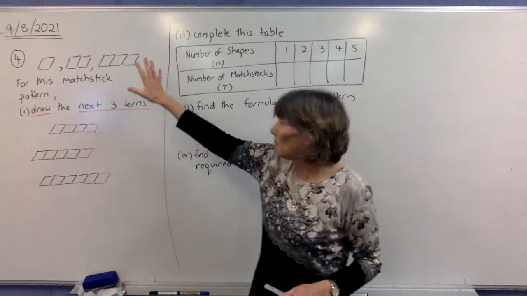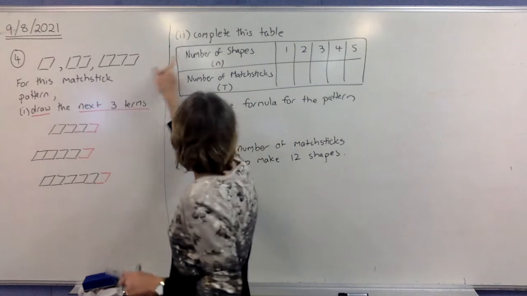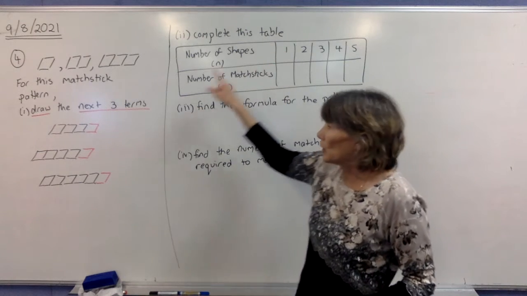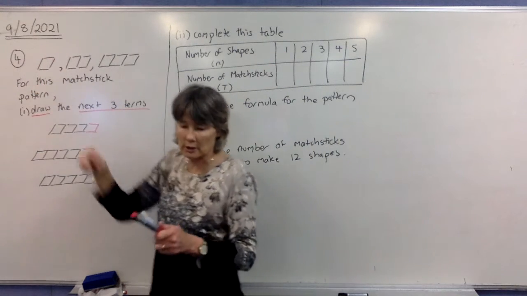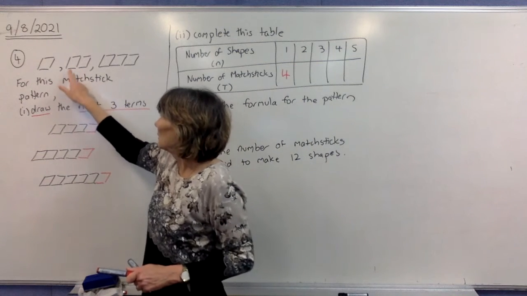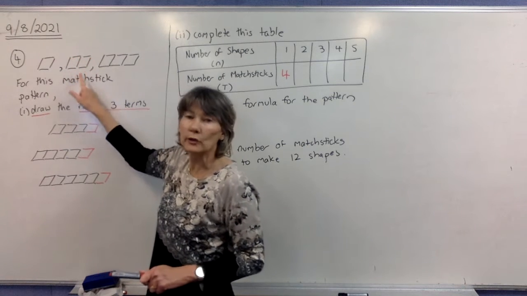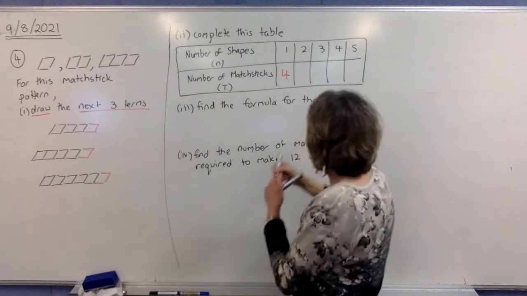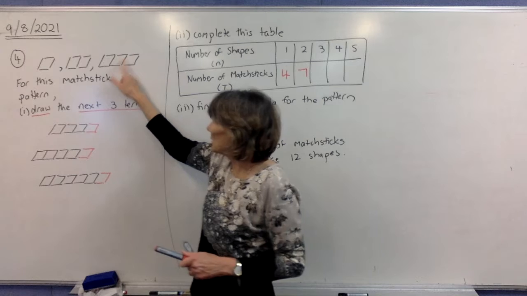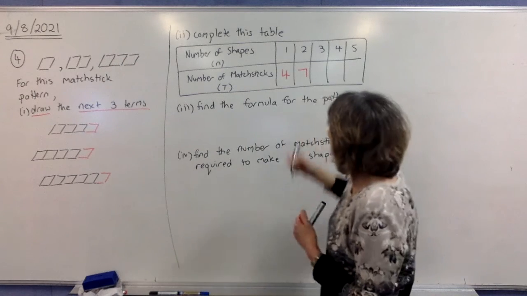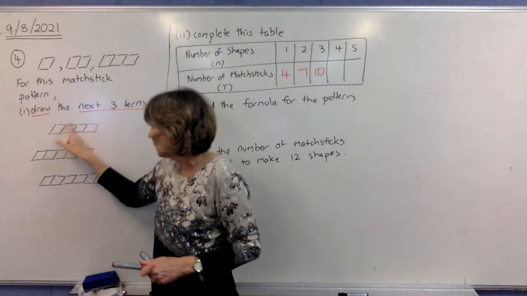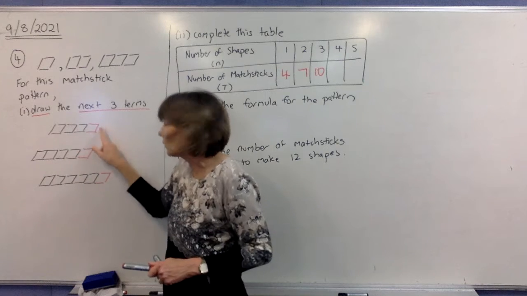Now I'm going to complete this table based on what you see here. So it says number of shapes and number of matchsticks. So for 1 shape, we took 4 matchsticks. So we're going to write a 4 in here. For 2 shapes, we took 4 matchsticks and then added 3 on for the second shape. So there's 7 matchsticks there. This one here, we've got 1, 2, 3, 4, 5, 6, 7, 8, 9, 10. So we have 10 matchsticks there.